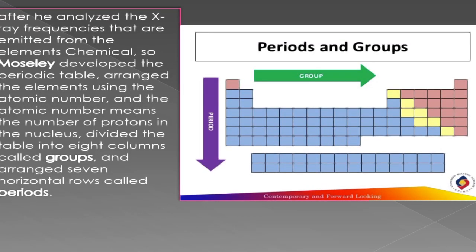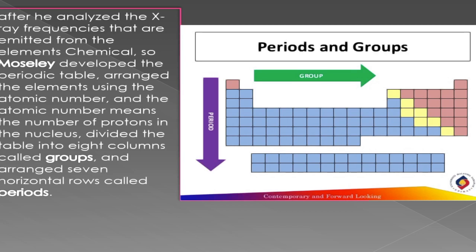After he analyzed the X-ray frequencies emitted from the chemical elements, Moseley developed the periodic table around the elements using the atomic number, and the atomic number means the number of protons in the nucleus. He divided the table into 8 columns called groups and around 7 horizontal rows called periods.